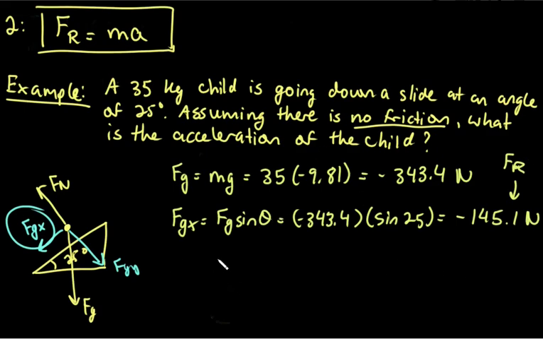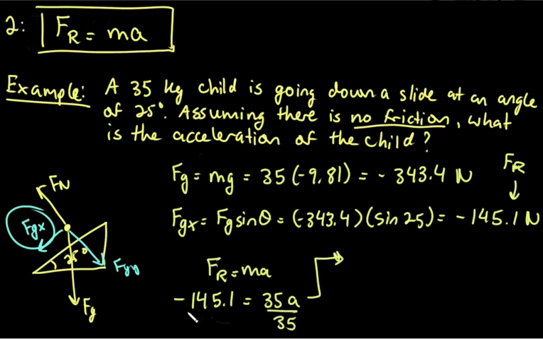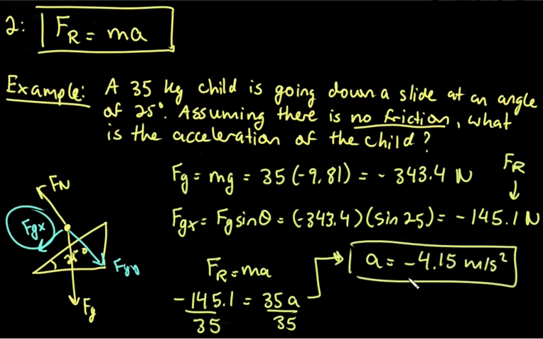So now we're going to use Newton's second law to find what our acceleration is. So negative 145.1 is equal to 35 times a. We're going to divide both sides by 35, and we find out that our acceleration is negative 4.15 meters per second squared. And that is the acceleration of the child.